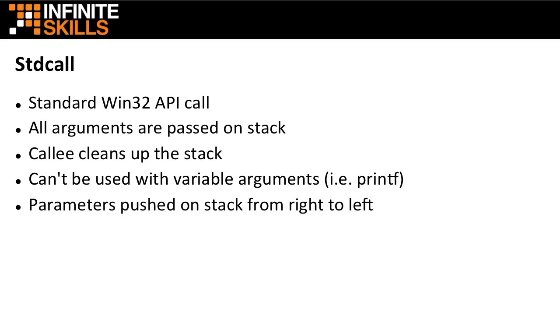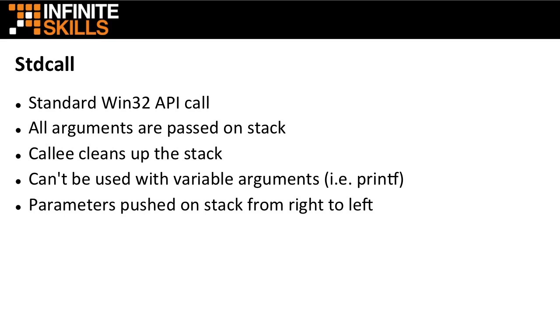So in that case, you must use cdecl. Another option is standard call. Standard call is if you're using 32-bit Windows and the 32-bit API, Win32 as it's sometimes called. This is the standard call interface. All of the arguments are passed on the stack. Now, here's the difference. The callee cleans up the stack.